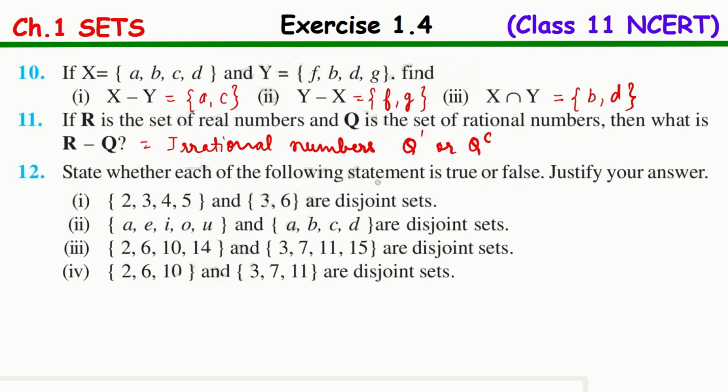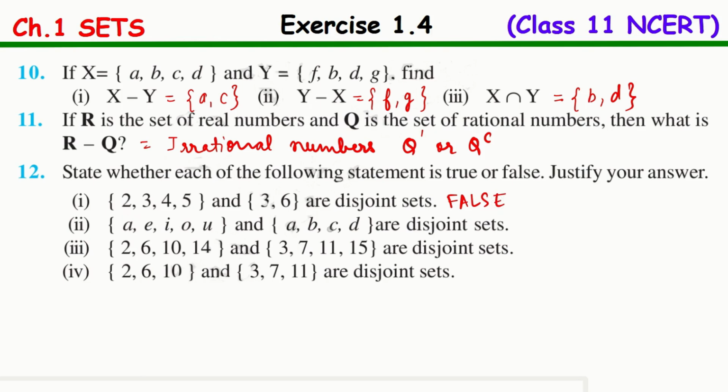State whether which of the following statements is true or false and justify your answer. First part is this set and this set are disjoint. Okay, so we can say that they are disjoint when their intersection is empty. So can you find any intersection element? Yes, 3 is present here. So these are not disjoint. So this statement is false.